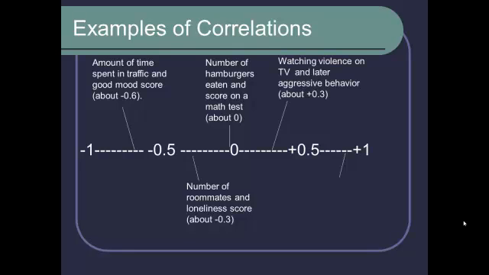At +0.3, we have watching violence on TV and later aggressive behavior. This is a real correlation, so the more violent TV a person watches, the more aggressive behavior they engage in. And at about 0.8 is height and weight. The taller a person is, the more they weigh, or the shorter a person is, the less they weigh. And a 0.8 is a very strong correlation. In the real world, this is probably one of the strongest values you would see.